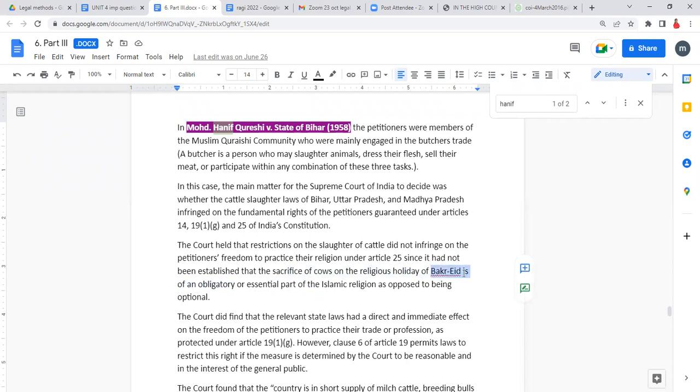But then the Supreme Court said that it's not an essential part. Sacrificing cows is not an essential part of this religious practice, so this restriction is permissible. This restriction is not taking away your Article 25, because fundamental rights are not absolute in themselves. There are reasonable restrictions. So in this case also, the same thing happened.